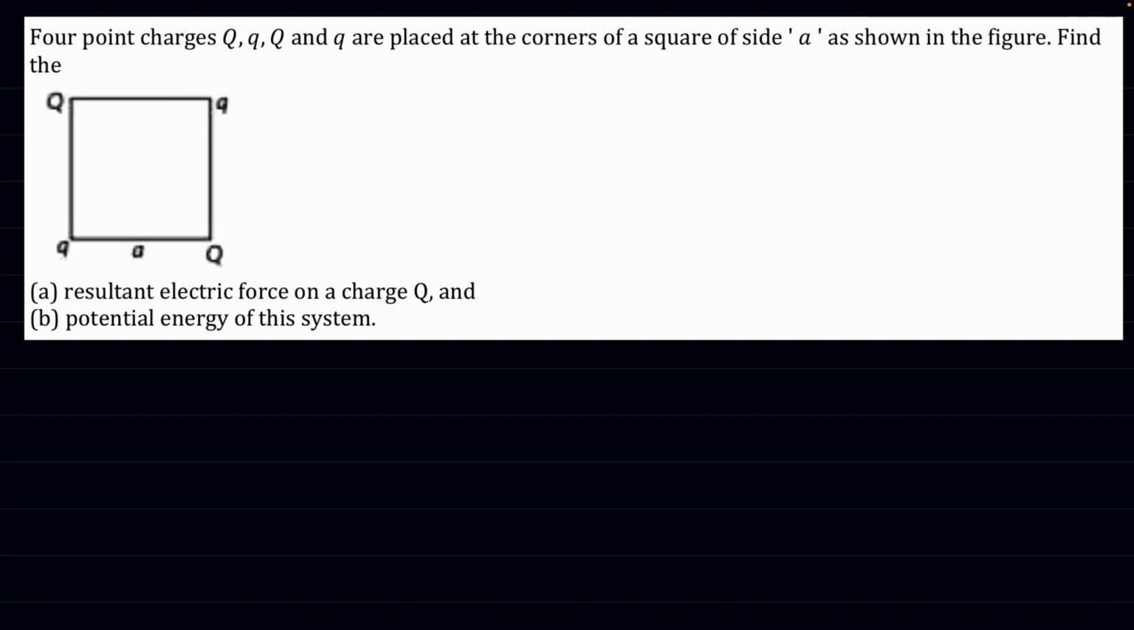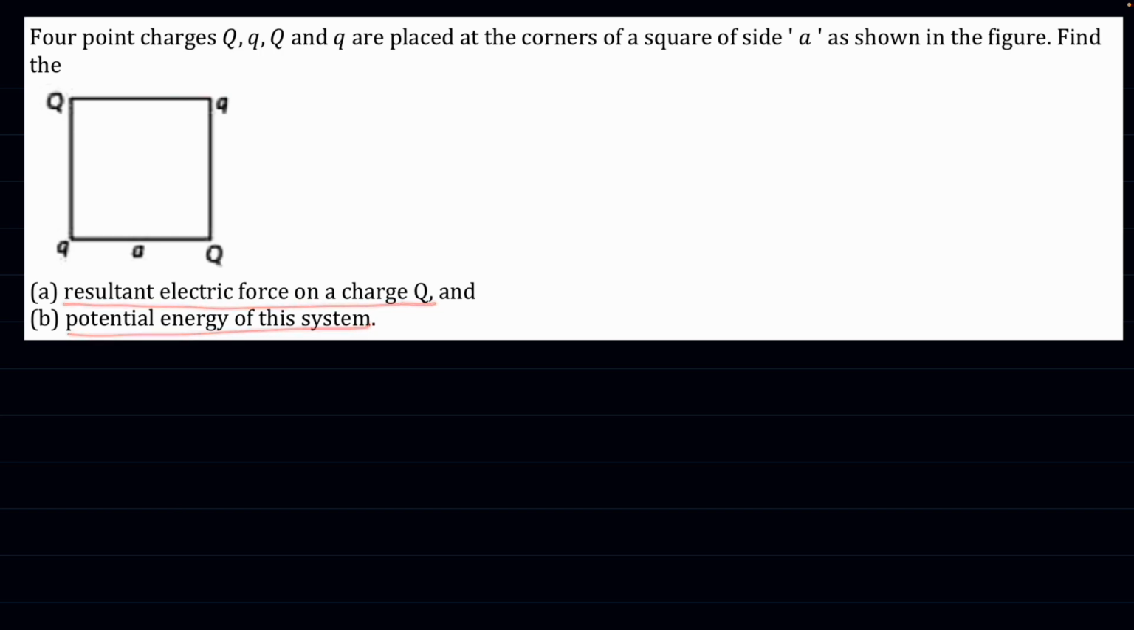This question is from physics chapter electric potential. In this question it is given that 4-point charges capital Q, small q and again capital Q and a small q are placed at the corner of a square of side A as shown in the figure. Here are the 4 charges present at the corners. Distance is A.